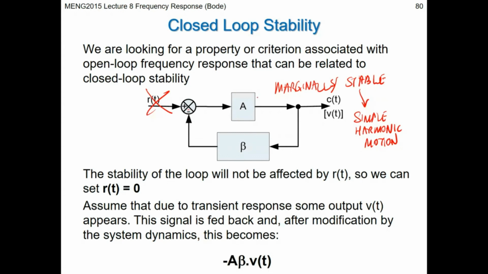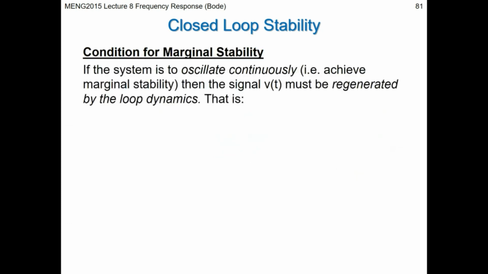And what's going to be the output? So let's say as it comes here, we've got Vt. Then after it's gone through this block, it's beta Vt, after it's come through here, minus beta Vt, and after it's come through here, minus A beta Vt. Right, so after going through a loop, our Vt becomes minus A beta Vt.